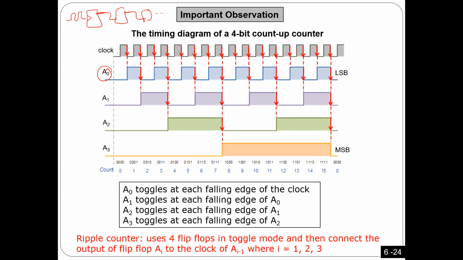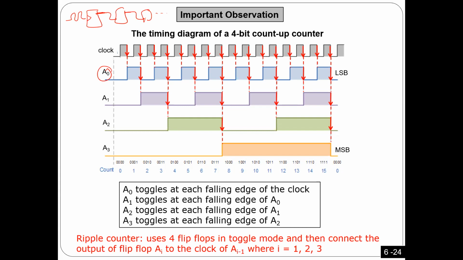Look at E2. E2 is triggered by E1. Look at what observation we have here. Every time there is a falling edge, toggle, falling edge, toggle. What about E3? E3 is triggered by E2. Same observation. Every time there is a falling edge, this one has to toggle. It's an observation, in order to get this timing diagram.